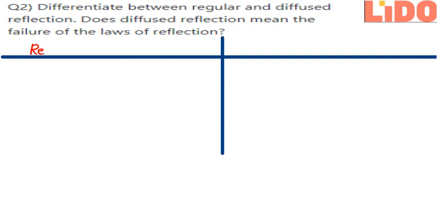So this is regular reflection, and this is a diffused reflection.